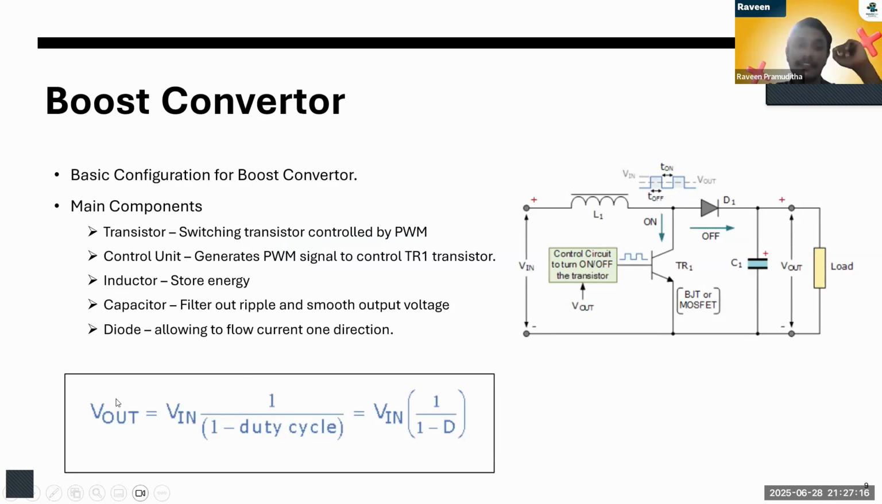So then we can derive the output voltage equation using the duty cycle and input voltage like this. This D represents the duty cycle. D is less than one, so we can get a higher voltage at the output, because we divide by a number less than one, so we can increase the input voltage.